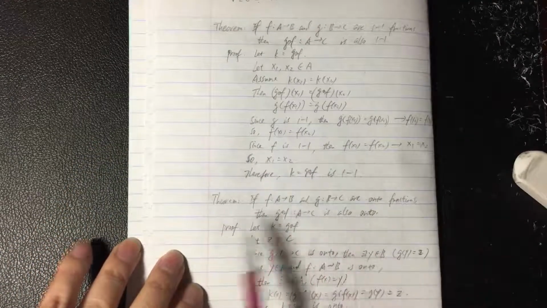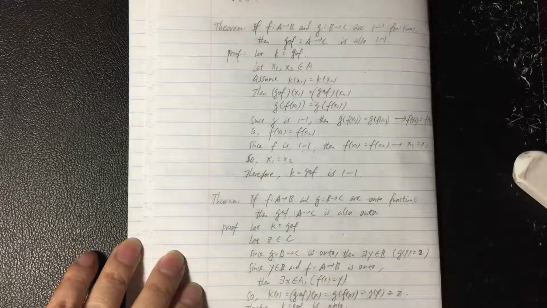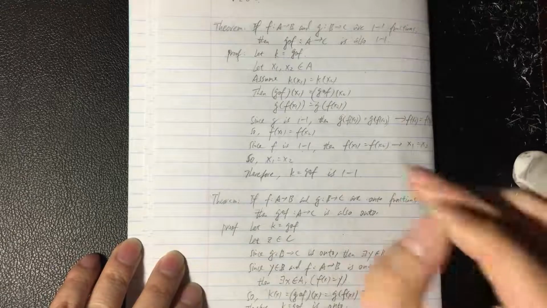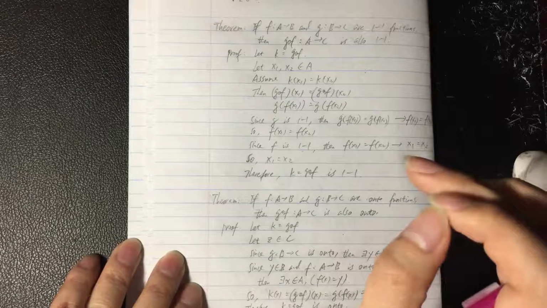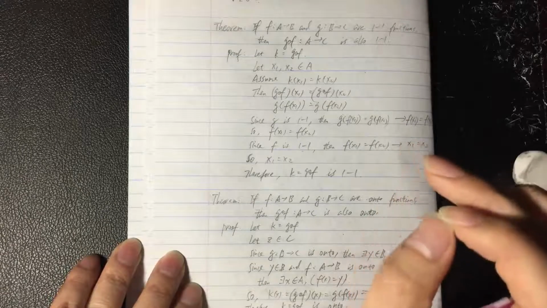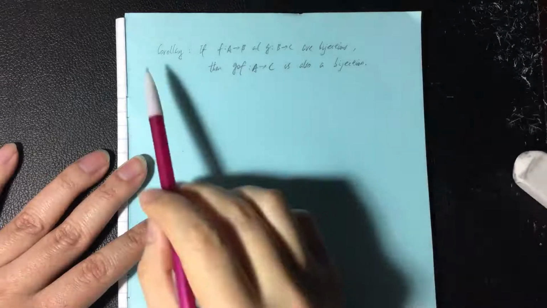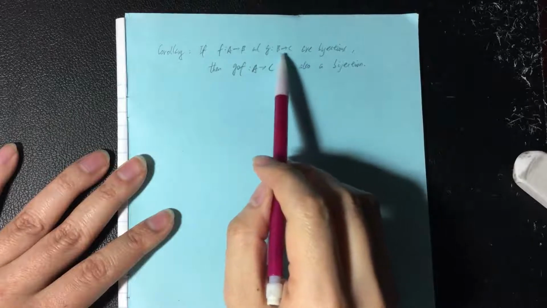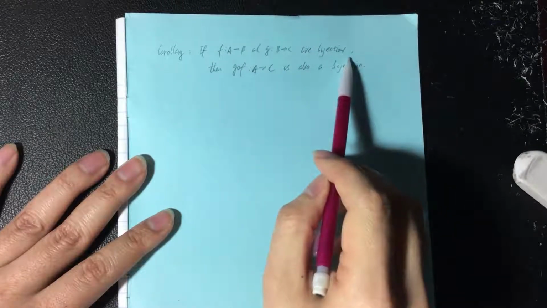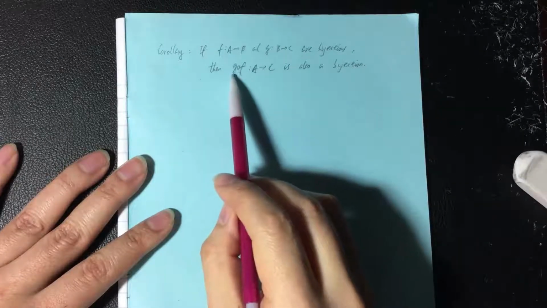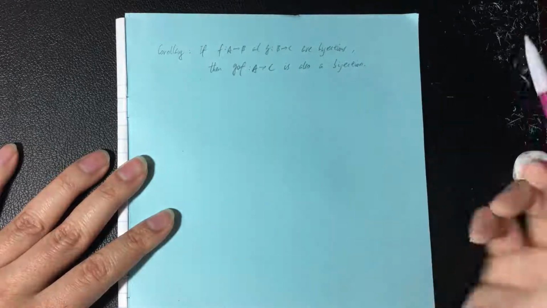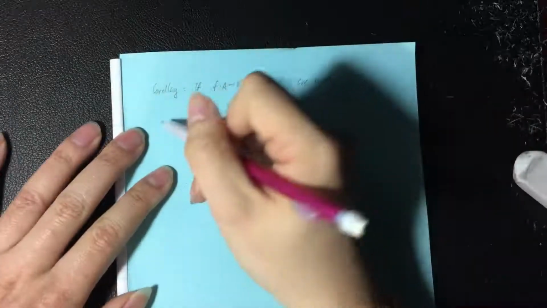Based on these two theorems, there's a corollary. It says the composition of bijection functions is also a bijection. That's the corollary. If f from A to B and g from B to C are bijections, then the composition function g of f from A to C is also a bijection. Let's prove it. This proof is very simple.